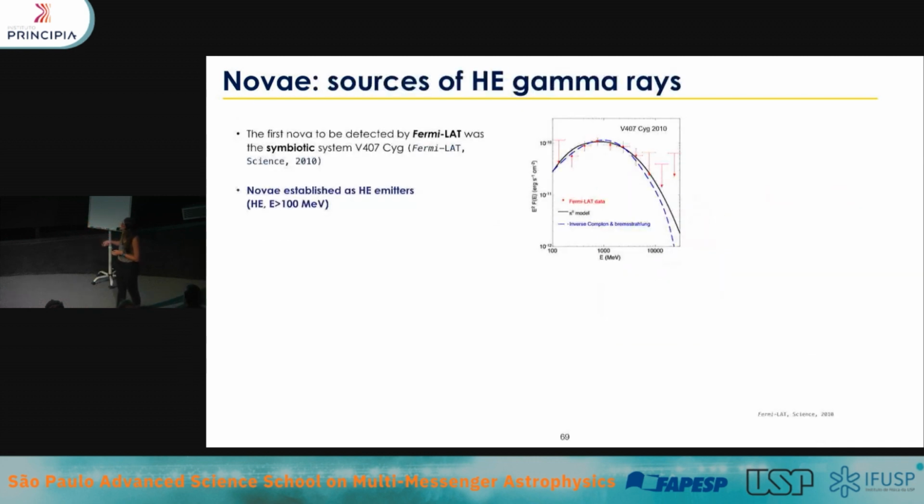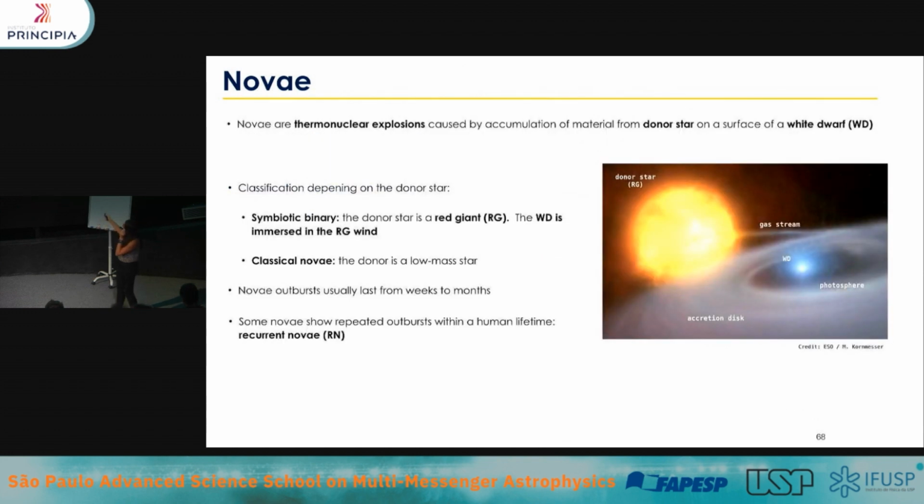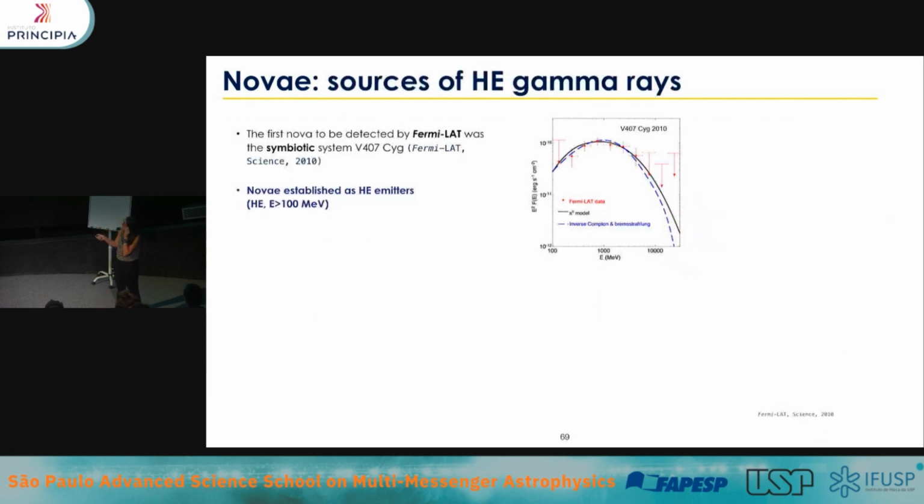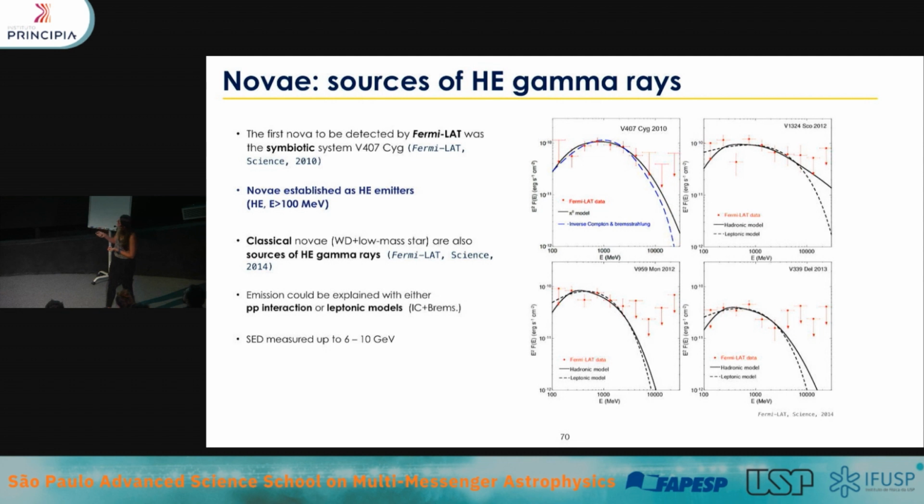So, the first nova that was ever detected at high energies was V407 Cygni by Fermi-LAT. It was a symbiotic system, so a red giant with a wind and the system inside the wind. This was a nice result because it established novae as a new source emitting at high energies. Then a few years later, they also detected some classical novae. As you can see here, Fermi tried to fit a hadronic model or a leptonic model, and the fit was not pretty good, so the emission was not really well defined. And Fermi-LAT only detected the emission up to 10 gigaelectronvolts. So the obvious question: can they emit at even higher energies?